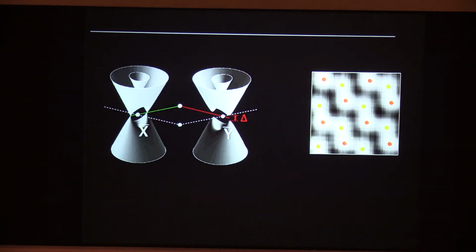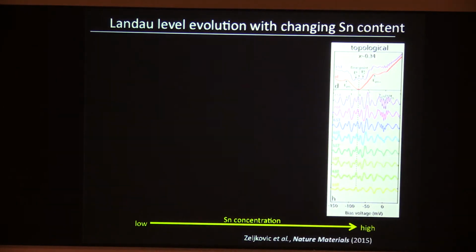Okay, so that begs the question: if this distortion is creating the mass, and we change the tin content, can we actually tune this mass? So that's what we wanted to do next. Here I'll show you a series of data, Landau level spectra taken at different tin concentrations. Okay, and this data set has a huge amount of information.